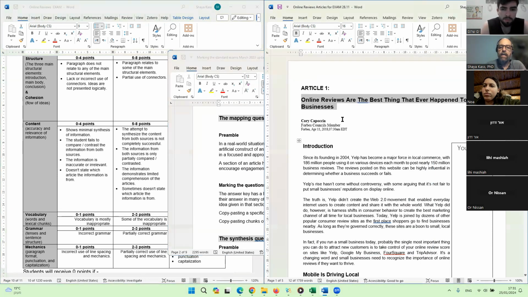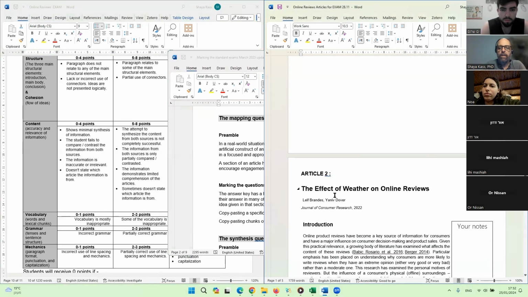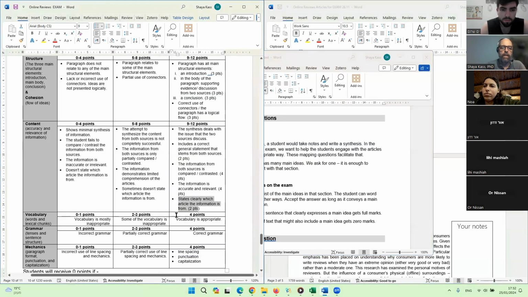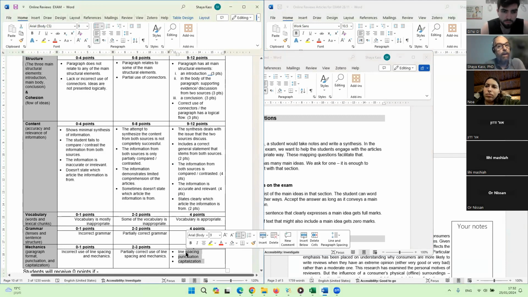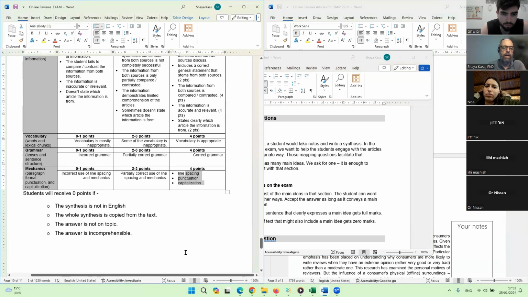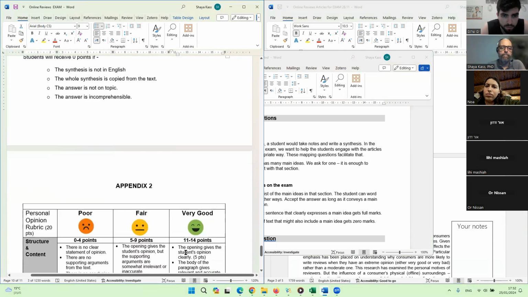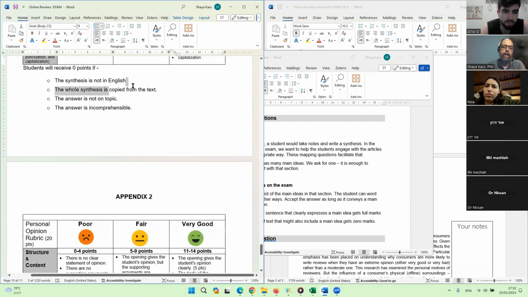So you can say either Capaccio 2018 and Brandeis and Dover 2022, or for the test, you can say the first article and the second article. Use good vocabulary, use good grammar, put it all together in one paragraph, use periods and capital letters. Don't copy. If it's copied, you'll lose points.